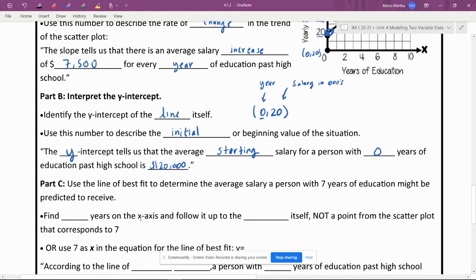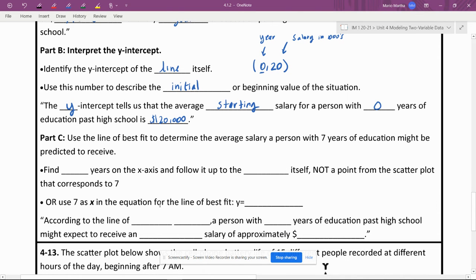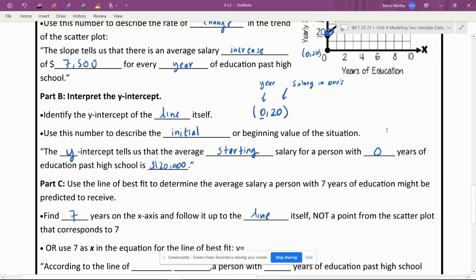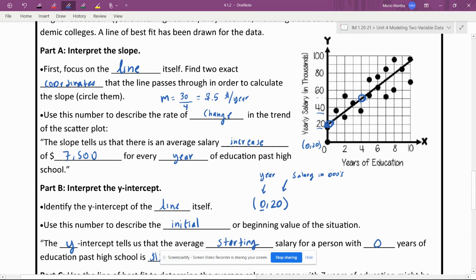All right, so now let's look at part C. It says use a line of best fit to determine the average salary a person with 7 years of education might be predicted to receive. So first we want to find 7 years on the x-axis and follow it up to the y value, or the y points on the line, up to the line itself. So let's go right there. We're going to find 7 on the x-axis, which is here. And then we start going up, and we see that it's about right there. So let's say about 70.